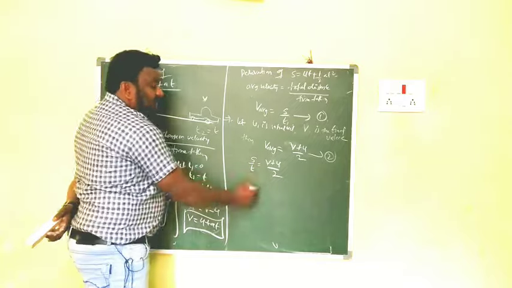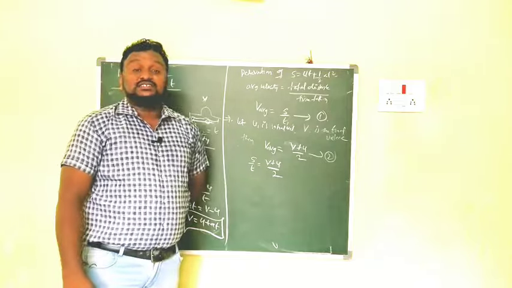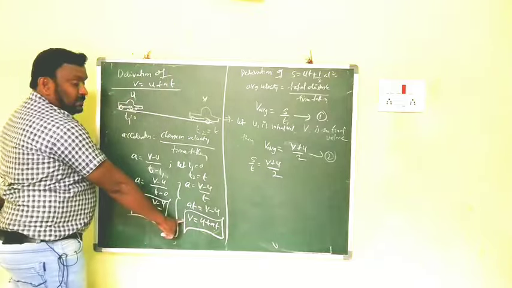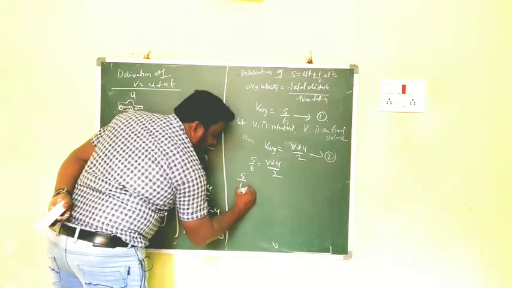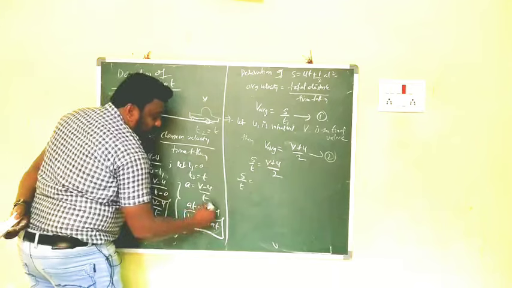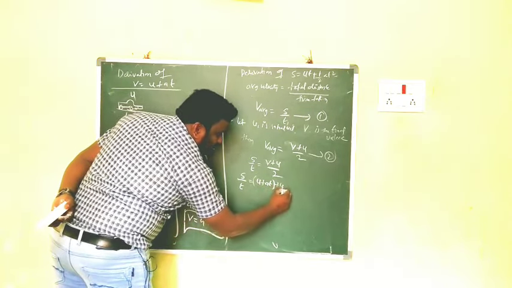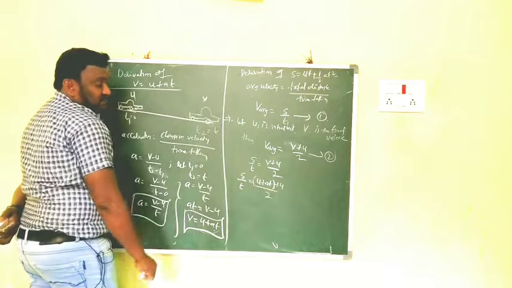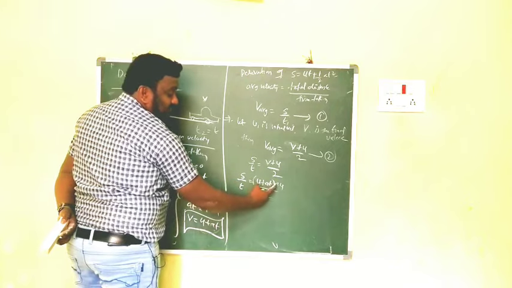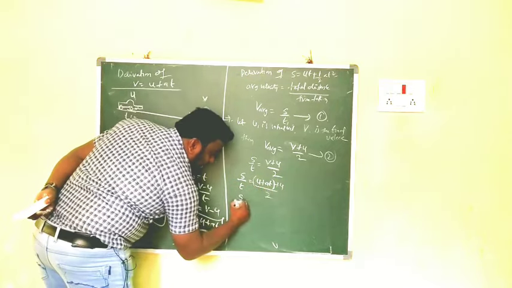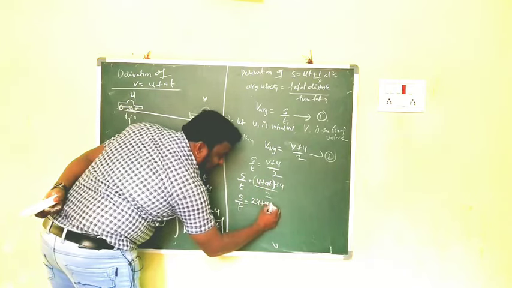So here, what is v? Final velocity. What is u? Initial velocity. What is the equation for final velocity? This one: v is equal to u plus at. Substitute here. S by t is equal to, instead of v, what you have to write? u plus at plus u by 2. Dear children, what is v? u plus at. That's why I'm writing u plus at plus u by 2. Then S by t is equal to u plus u, 2u plus at by 2.